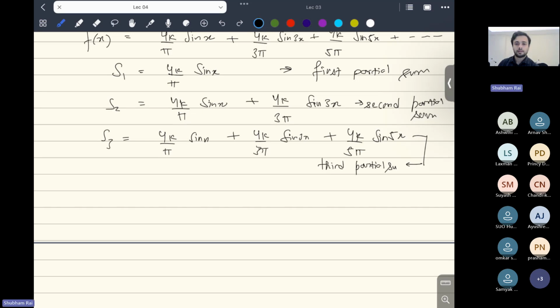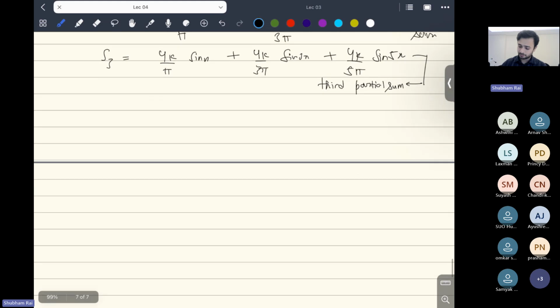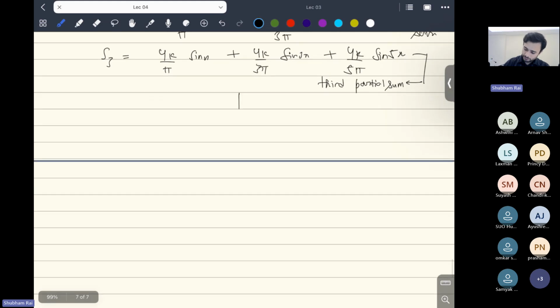Okay, now let me plot this first partial sum, second partial sum, and third partial sum, and let's see how it approximates our main periodic function. You can plot this on any graphing calculator as well. You can just go on Google, type Desmos graphing calculator, and try to plot this. Let me do this for you.